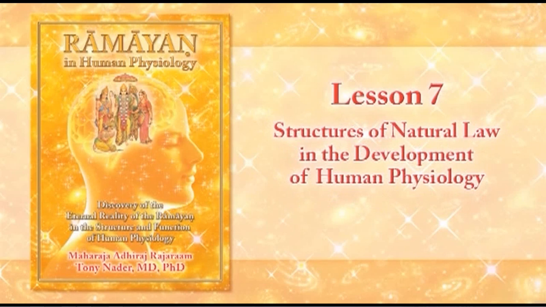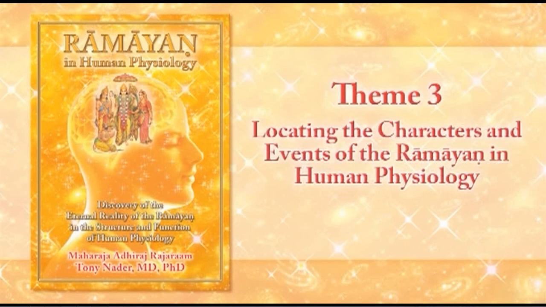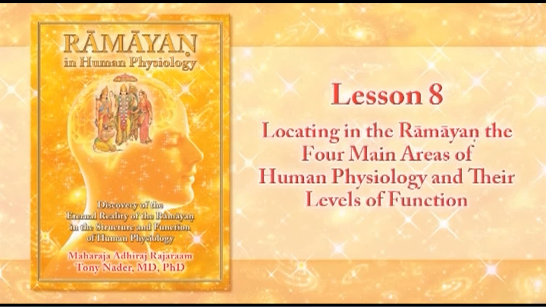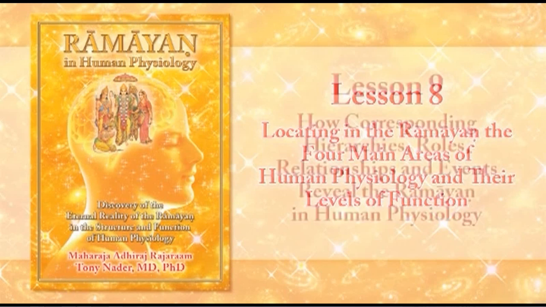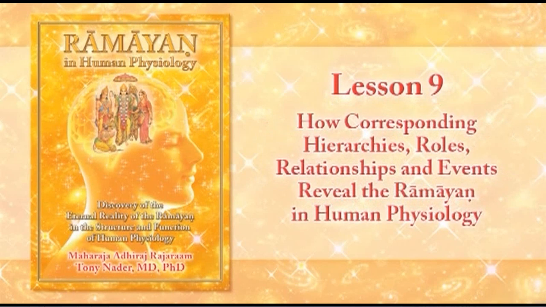Lesson 7, structures of natural law in the development of human physiology. Theme 3, locating the characters and events of the Ramayana in human physiology. Lesson 8, locating in the Ramayana the 4 main areas of human physiology and their levels of function. Lesson 9, how corresponding hierarchies, roles, relationships, and events reveal the Ramayana in human physiology.